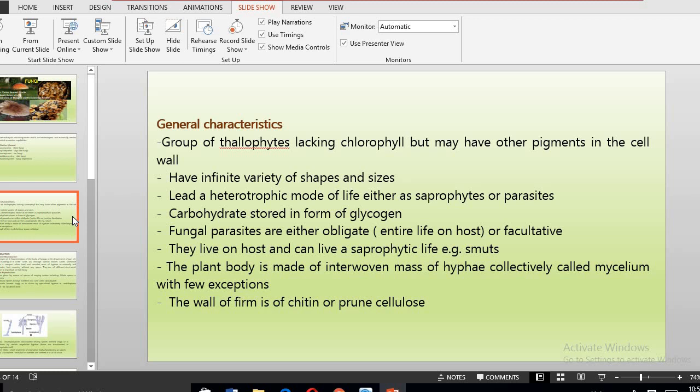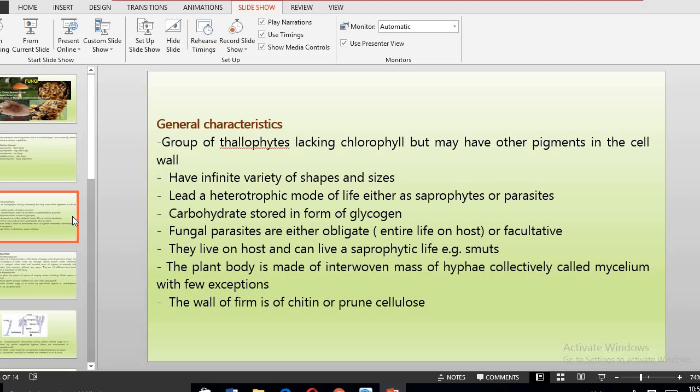Now, the fungal parasites are either obligate or facultative. Obligate in the sense that their entire life depends on a host. When you remove a host, then the fungi cannot survive on its own. But if it's facultative, it means that at a given time in the life of the fungi, it can survive in the absence of a host. Now, fungi can also survive and live on the host as a saprophyte. And a good example are smuts, which we'll be seeing towards the end of this lecture.